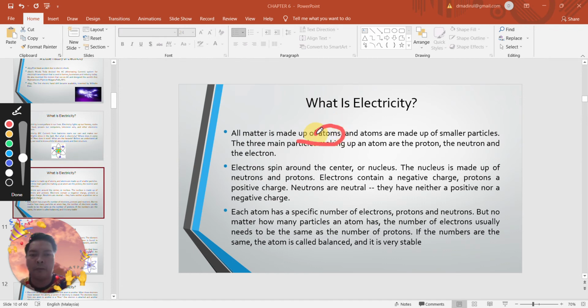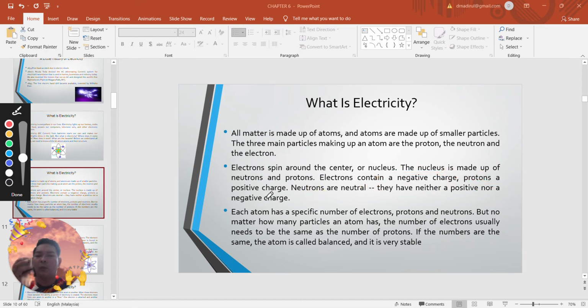All matter is made up of atoms, meaning that everything is made up of the fundamental basic building block, which is the atom itself. An atom is also made up of smaller particles. In any atom that makes up any matter, there are three particles, which are the proton, neutron, and also electron. Electrons spin around the center, or the nucleus. The nucleus is made up of neutrons and protons. Electrons contain a negative charge, protons a positive charge, whereas the neutrons are neutral. They have neither a positive nor a negative charge.